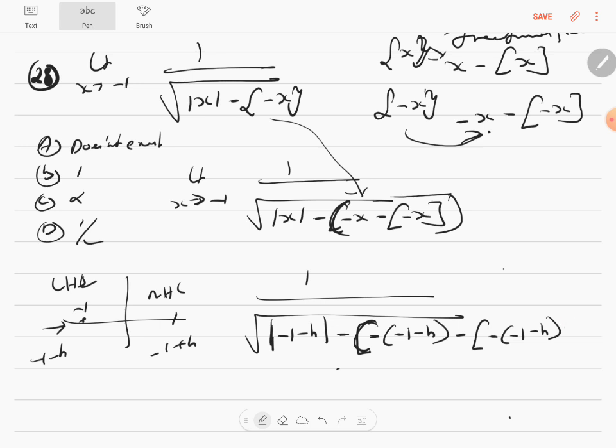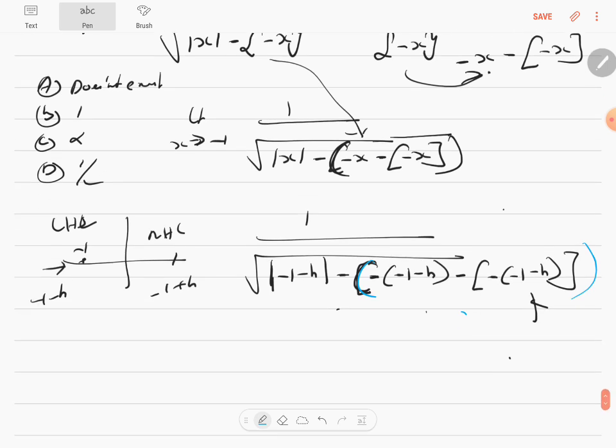Okay, so this is the greatest integer function. However, this is not. This is an ordinary bracket, but I don't know how to write it, so I'm putting it like this. Okay, I'm sure you understood. So limit h tends to 0.